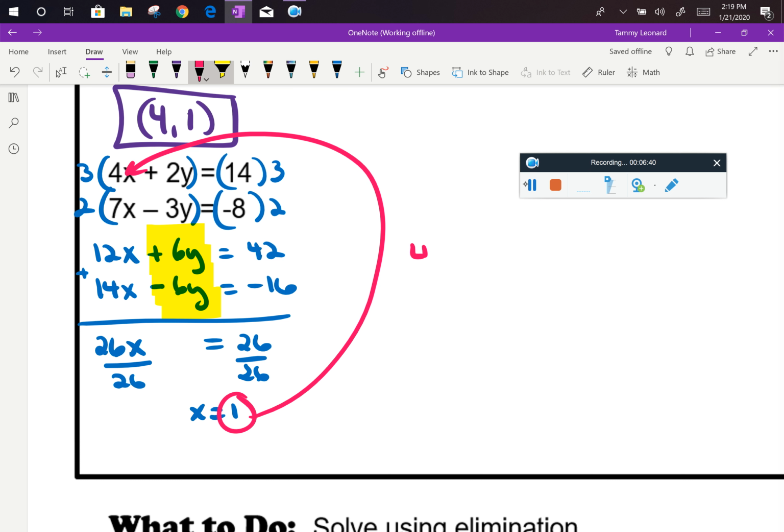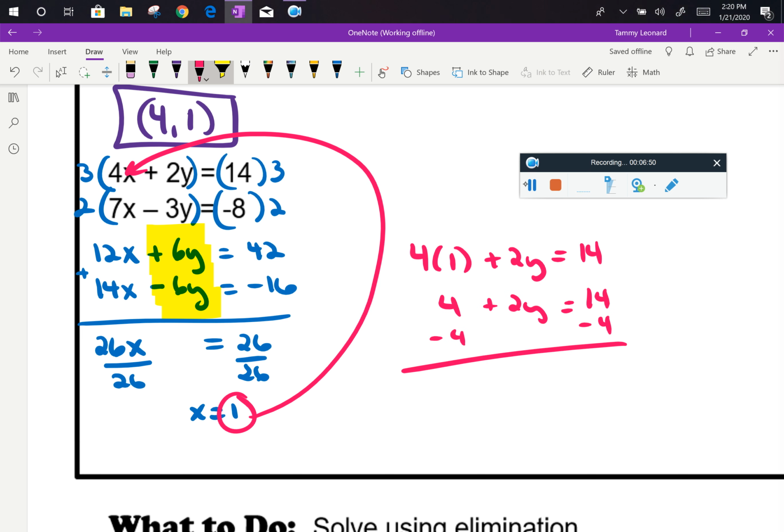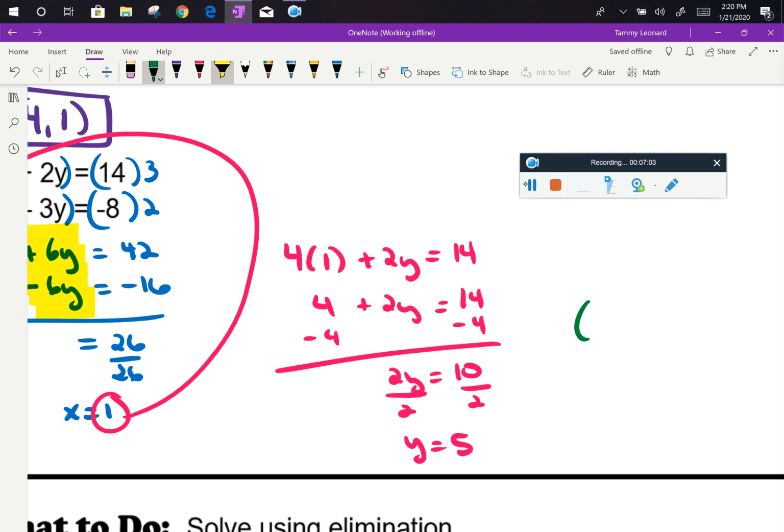So I'm going to say 4 times 1 plus 2y equals 14. Well, that's 4 plus 2y equals 14. And if we subtract 4 from each side, we have 2y equals 10. Dividing both sides by 2, y is equal to 5. So now that we know both the x and the y, we can write our final answer. We can say that these two lines will meet at the point 1, 5.